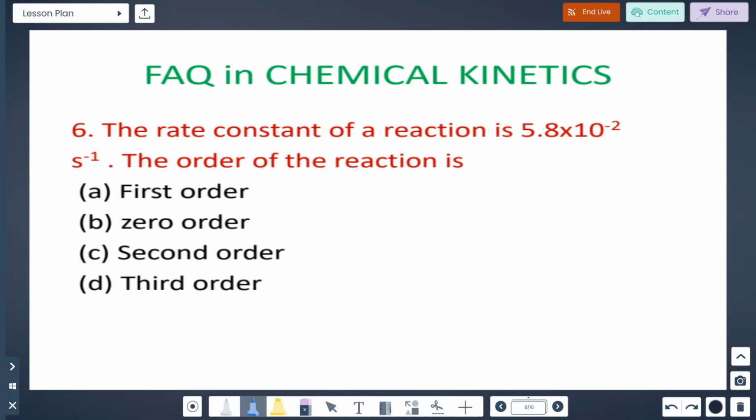See, only the rate constant K is given, that value is given, and the unit is given. Here, to find out the order, we can find it from the units only. Generally, we have one formula to find the units of the rate constant. Understood? So what's the general formula? See here.